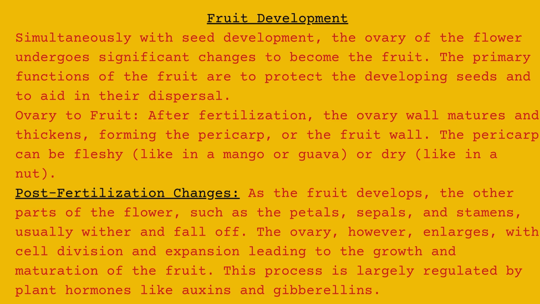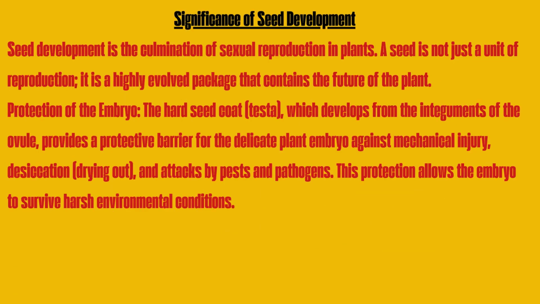Now, the next stage is the post-fertilization changes. Here, we'll see which changes come after fertilization. As the fruit develops, the other parts of the flower, such as petals, sepals, and stamens, usually wither and fall off. The ovary, however, enlarges with cell division and expansion, leading to the growth and maturation of the fruit. This process is largely regulated by plant hormones like auxins and gibberellins.